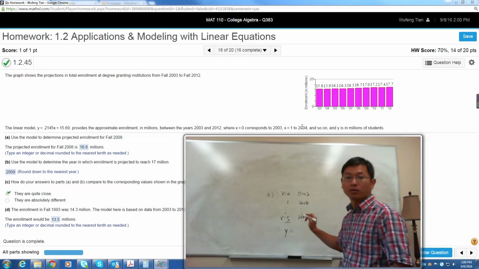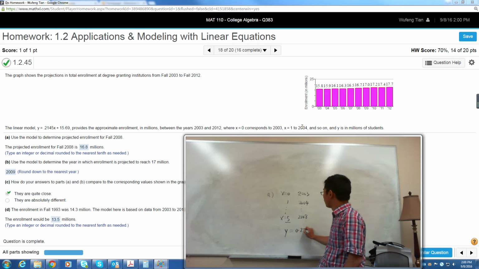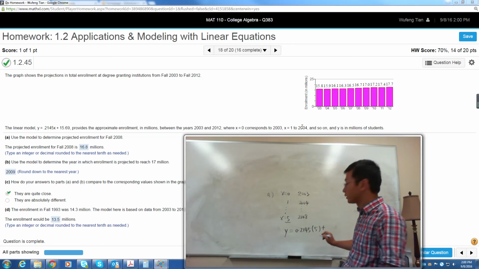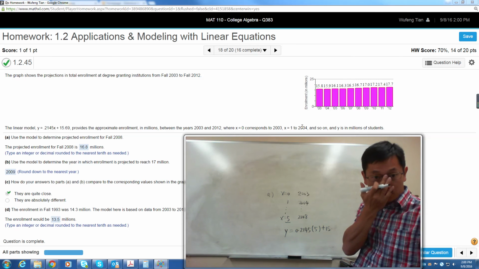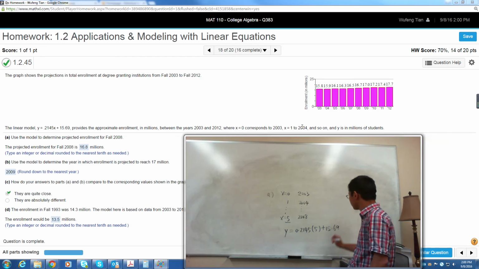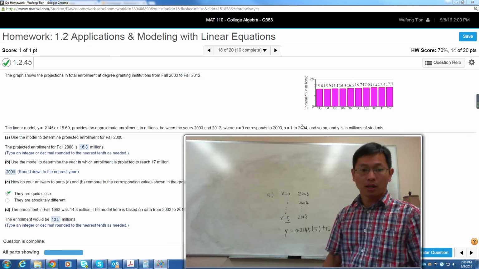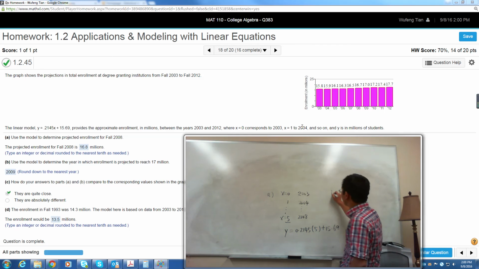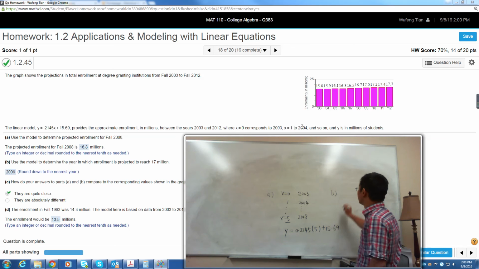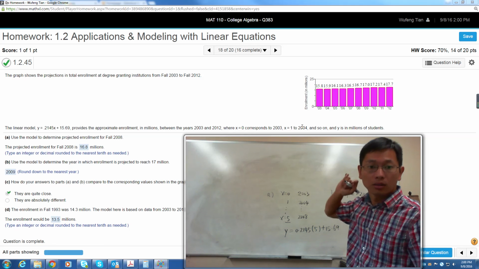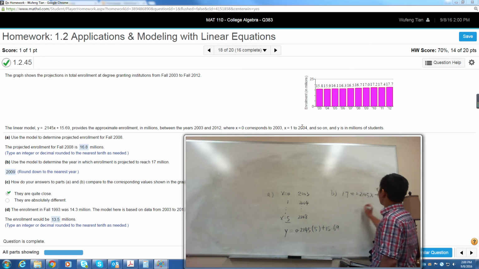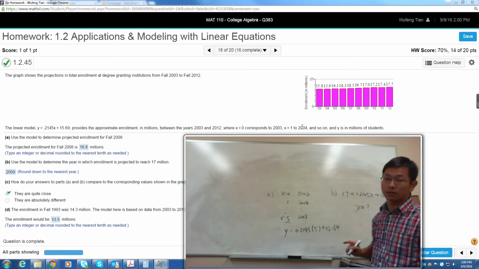So y equals 0.2145 times 5 plus, the number is 15 point something, 15.69. And this is the first answer. The second one is number B. Basically they give you y, find x. So 17 equals 0.2145x plus 15.69, and you solve for x, which gives you the answer for B.